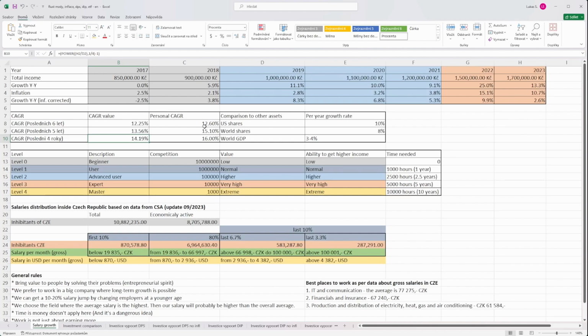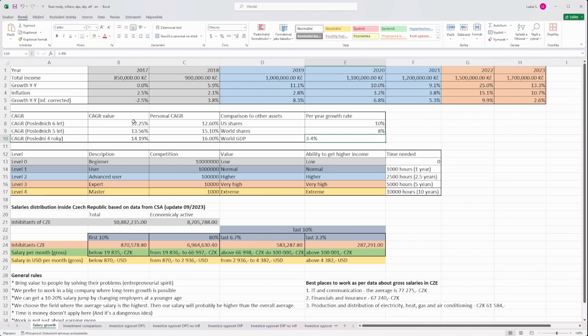Just for comparison, to see some numbers, in my case I was able to generate these numbers, but of course nothing grows endlessly, so one day it will stop, and it would make much more sense to rather invest your money than to invest just into yourself and increase your capabilities and knowledge, even though we shouldn't ever stop learning. If we compare it to other assets, US shares, represented by the S&P 500 index, are growing by 10% per year, world shares around 8% per year, and world gross domestic product, better to say, is like 2 to 4% per year on average.